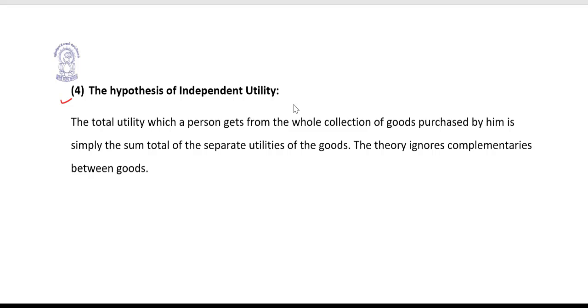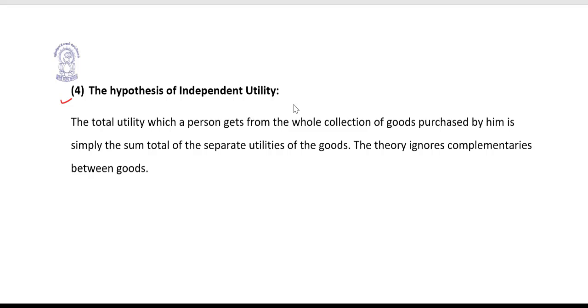The next is the hypothesis of independent utility. So it means that whatever utility we derive from a product is independent, and basically this theory ignores the complementary factor between the goods. I'll quote an example over here.